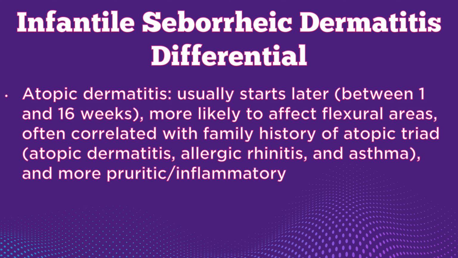Atopic dermatitis is a big one. Atopic derm usually starts later, usually between 1 to 16 weeks, compared to infantile Seb Derm, which is usually around 1 week. Atopic dermatitis is more likely to affect the face in the flexural areas and is often correlated with a family history of the atopic triad, which includes atopic dermatitis, allergic rhinitis, and asthma. Another clinical pearl is that atopic dermatitis tends to be more pruritic and more inflammatory than Seb Derm in infants.